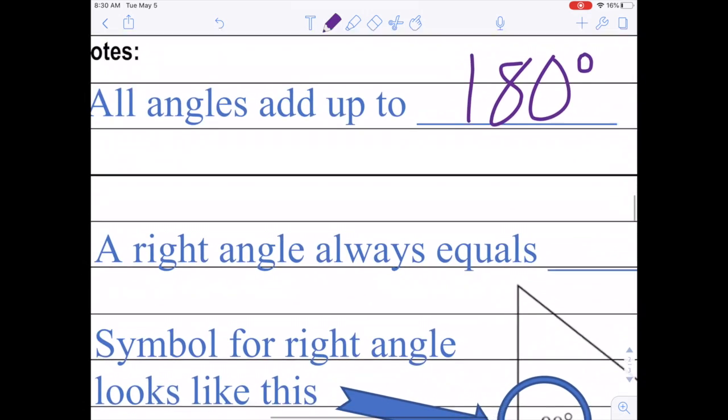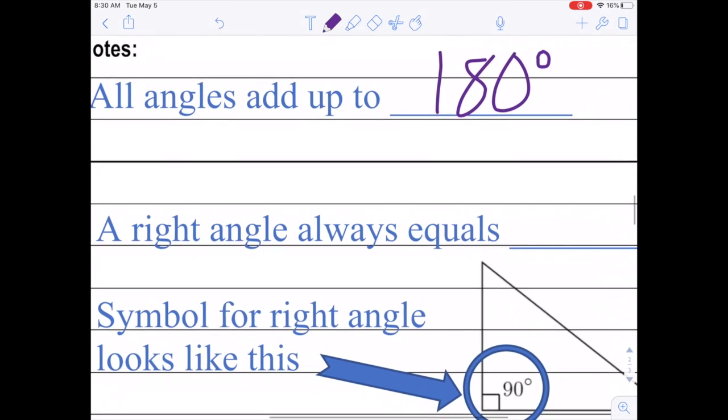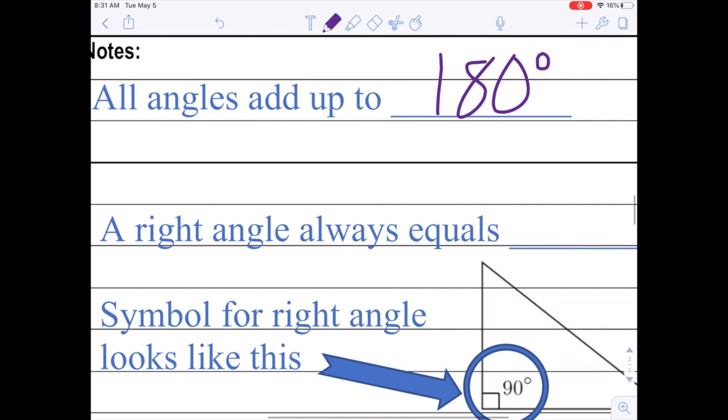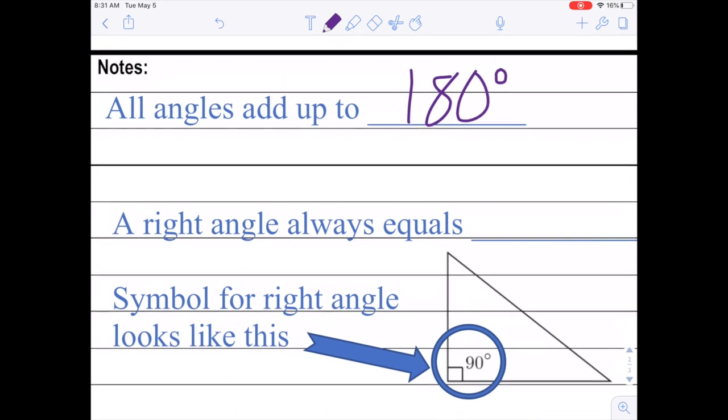So what that means is that today we are going to find out how much an angle is that's not listed on a triangle. So we're going to try to find the missing angle.